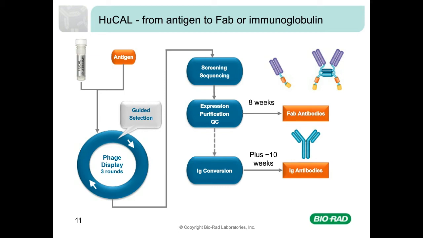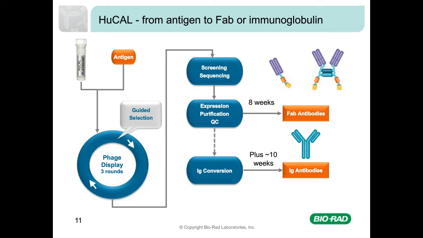Screening is performed in 384-well format using E. coli lysates of expression cultures. Hits are sequenced and unique antibodies are expressed, purified and tested in ELISA or other assays. If needed, the Fabs can be converted into full immunoglobulins.